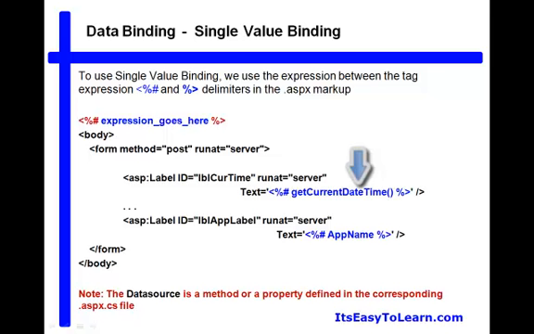Now, when the page is evaluated and executed, this particular method is executed. The value from this method is fetched and displayed on the label. For this label to display the time properly, we need to have this method getCurrentDateTime defined in the corresponding ASPX.cs page. Not only a method, even a property could be a data source for a control using single value binding. In this case, we specify just the name of the property using the data binding expression <%# property name %>.